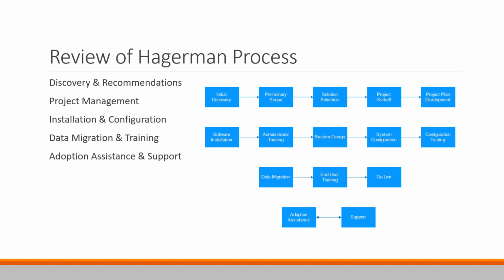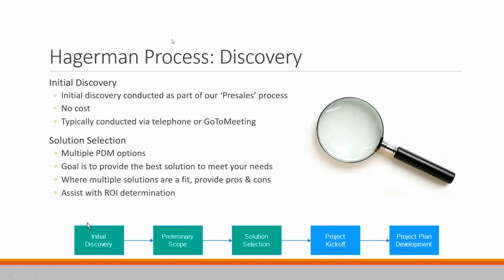So we do our best at the outset, through our discovery, to determine what software would be the best fit, what the scope of the process should be, and help with an ROI justification. And we do all of this at no cost generally in what we consider our pre-sales process. And at that point, there's usually some tweaking of the scope of work.